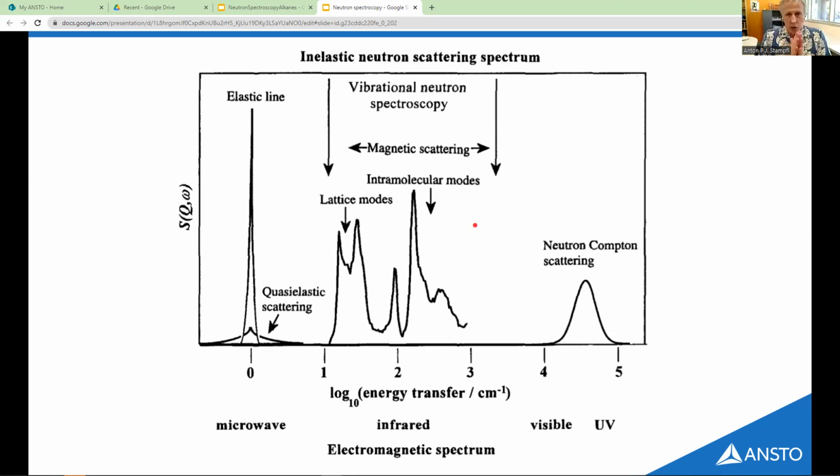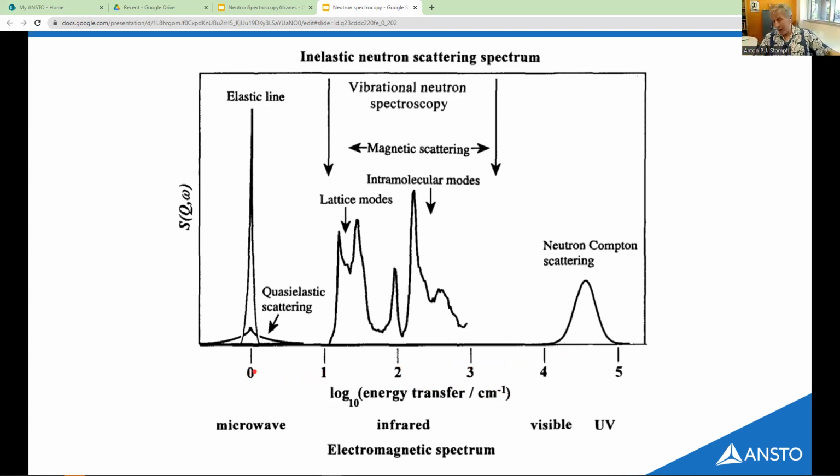So inelastic neutron scattering covers a huge, absolutely enormous range of energies, 5 decades of energies. This is a very funny scale. It's a log 10 scale, so you've got to get your brains into it a bit. So 0 means 1 wave number. This is wave numbers here. And 1 means 10, 2 means 100, etc.